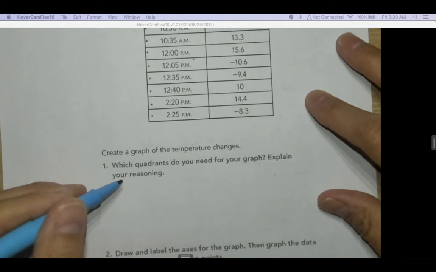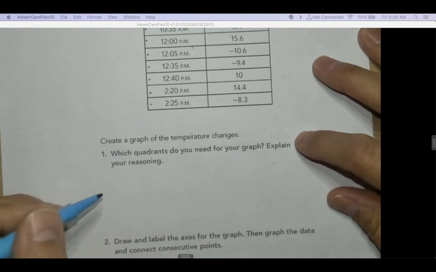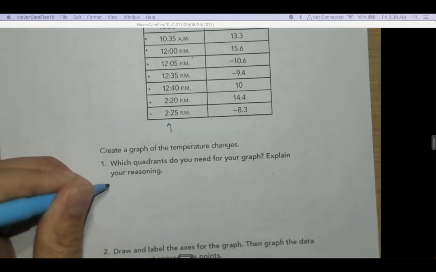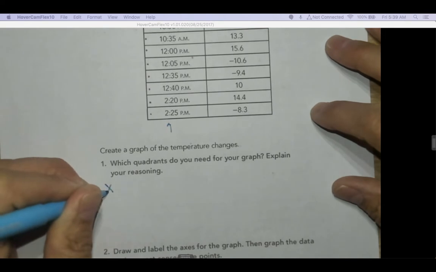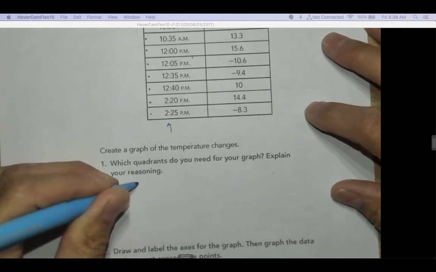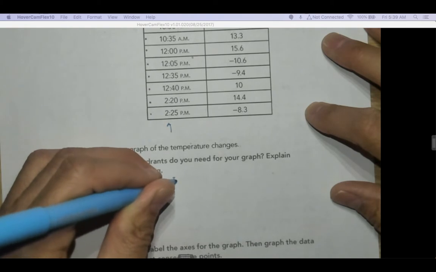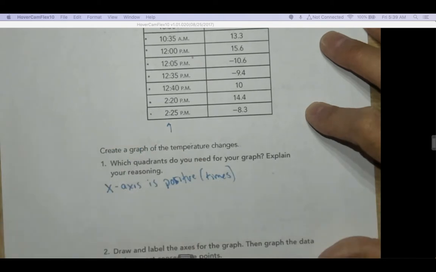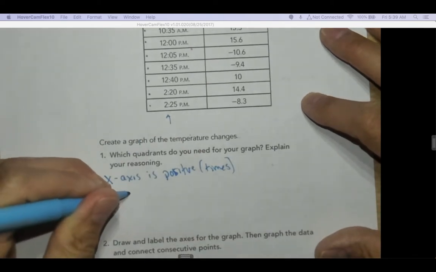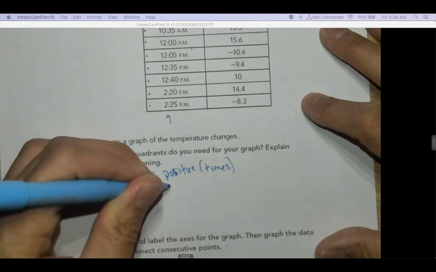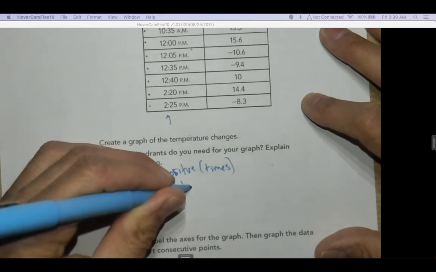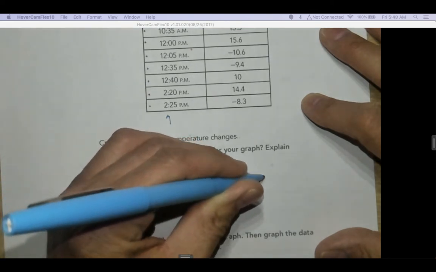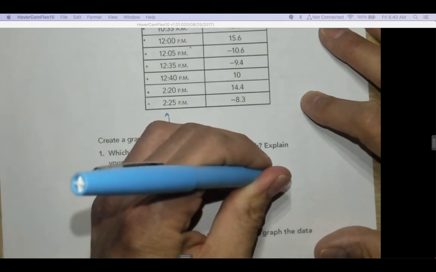Which quadrant do you need for your graph? Explain your reasoning. Okay, so the times were all positive. So the x-axis is positive. The y-axis is positive and negative. And I know that because of the temperatures.